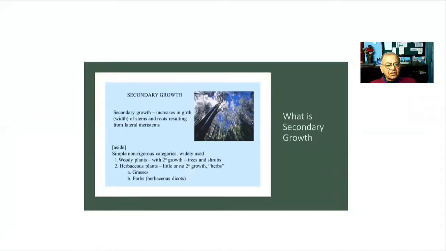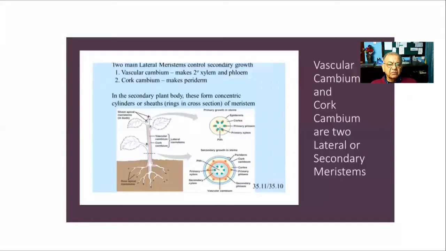So here he is talking again about secondary growth, and he tells you that this results in increase in girth or diameter. Woody plants have secondary growth, and the herbaceous plants have little or no secondary growth. Secondary growth is present in woody plants. Here again, he is talking about the two main types of secondary meristem, the vascular cambium and the cork cambium. Vascular cambium forms secondary xylem and secondary phloem, and cork cambium makes the periderm on the outside. And today we are going to study how this happens.